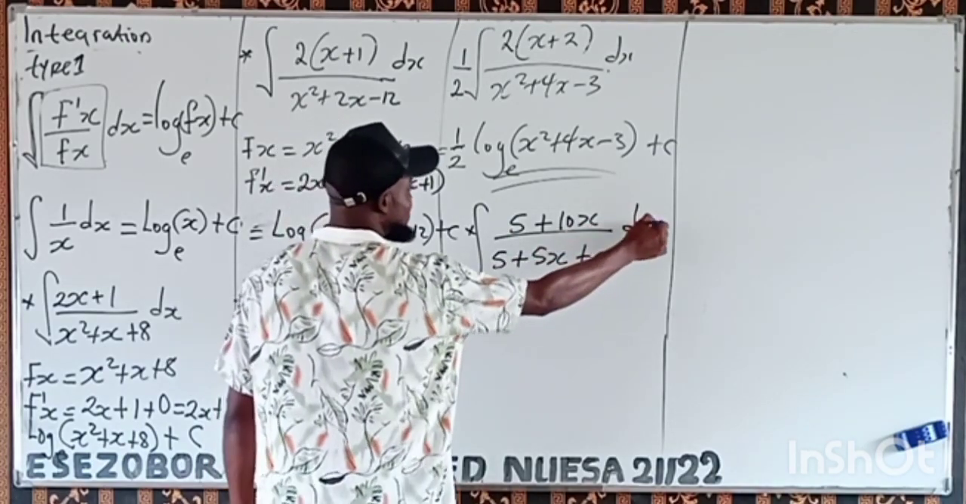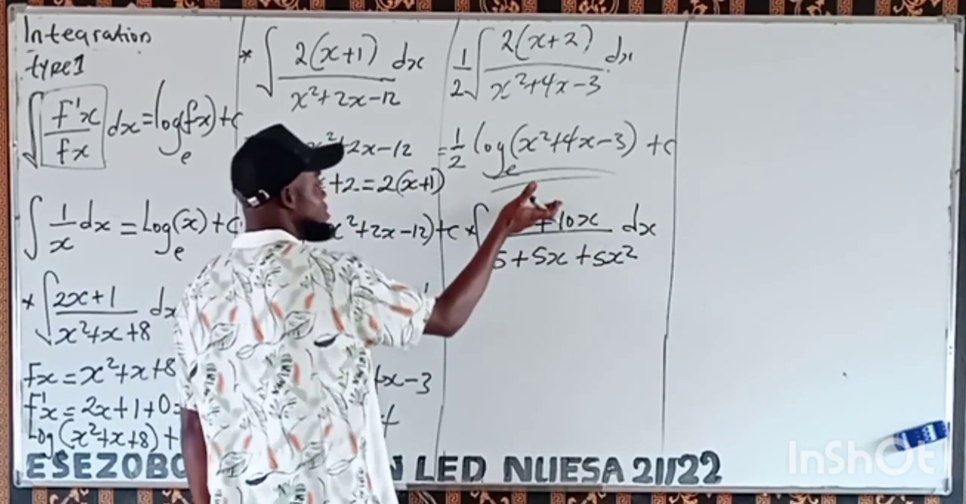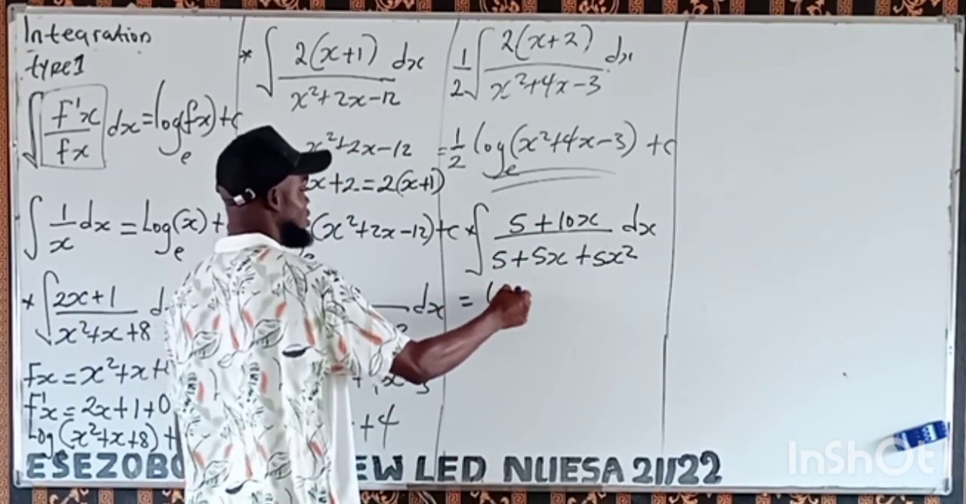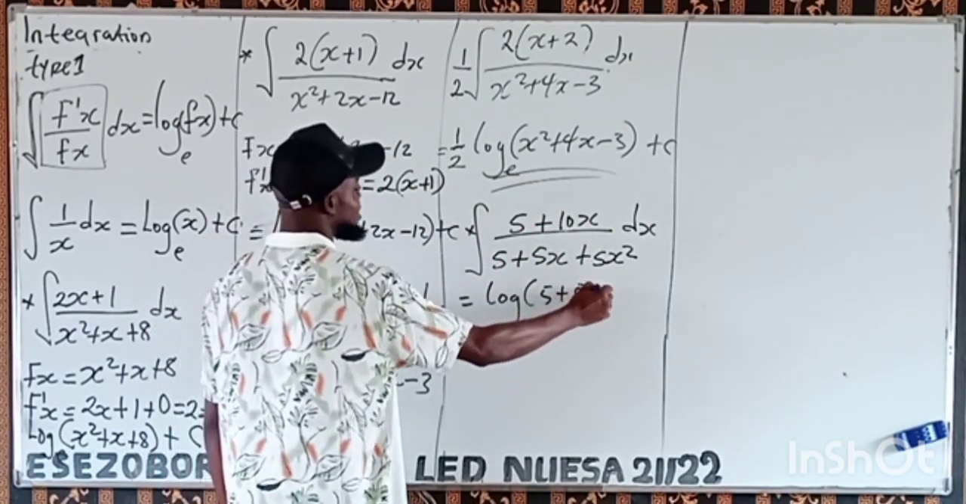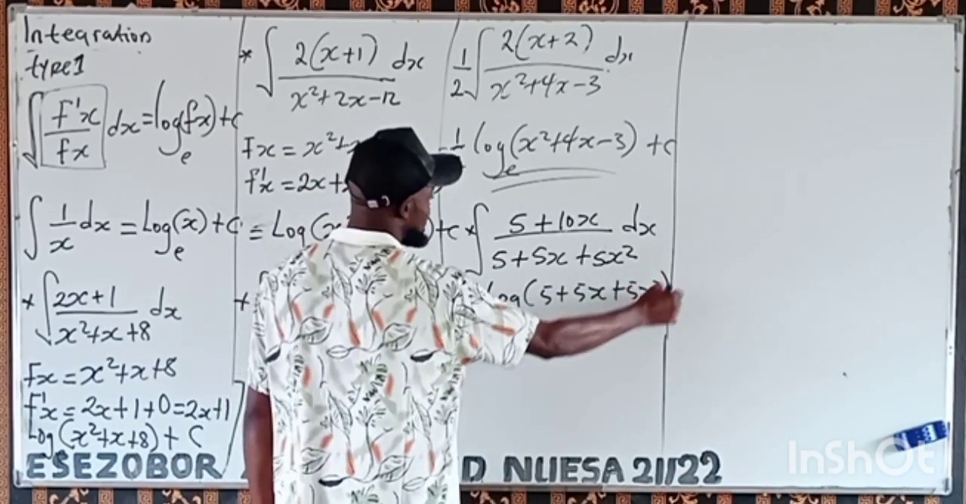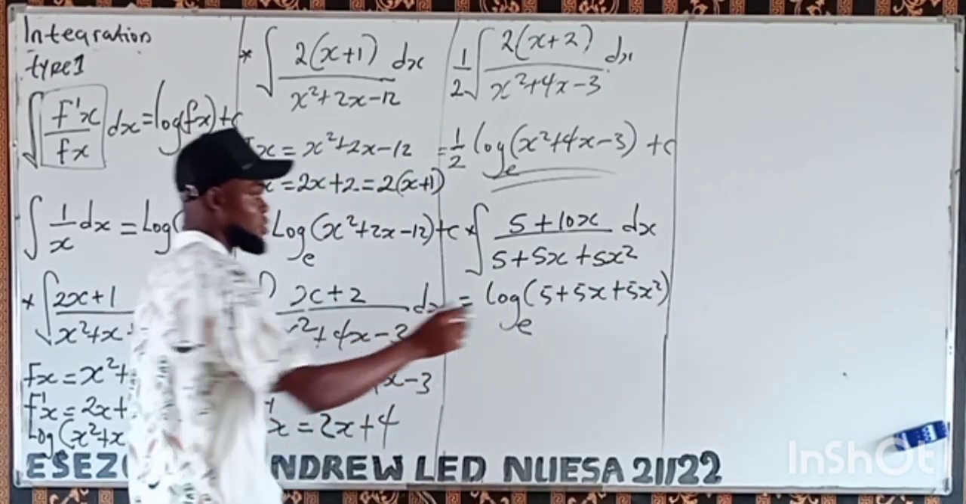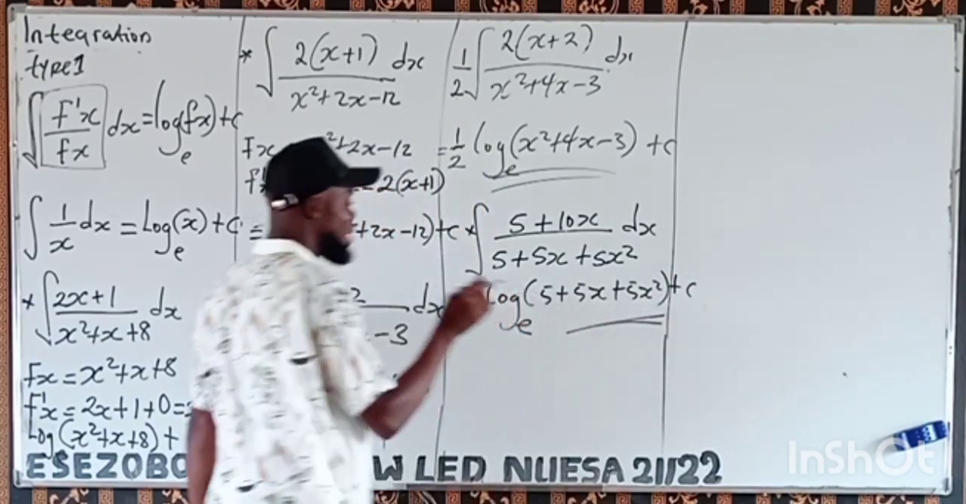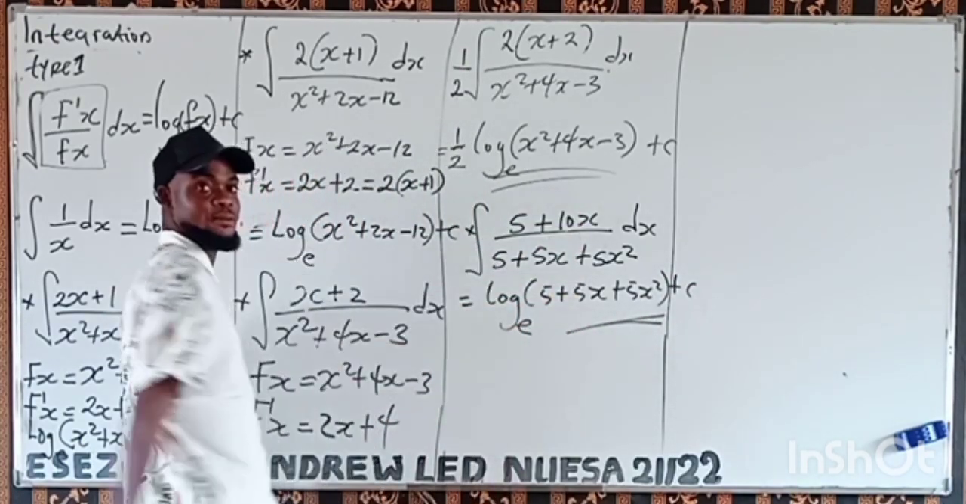See? This one is very simple. And differentiate this one, and the answer will be this. Automatically, the answer will be log of 5 plus 5x plus 5x squared plus c. That will become the answer plus c. If I differentiate this, the answer will be this.